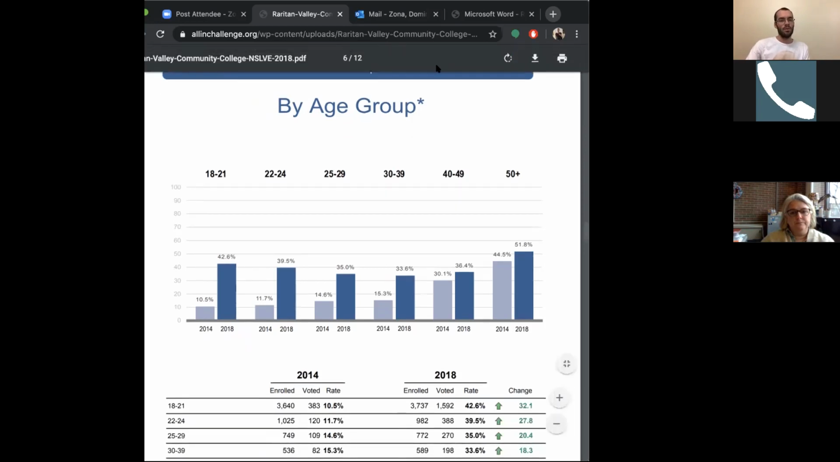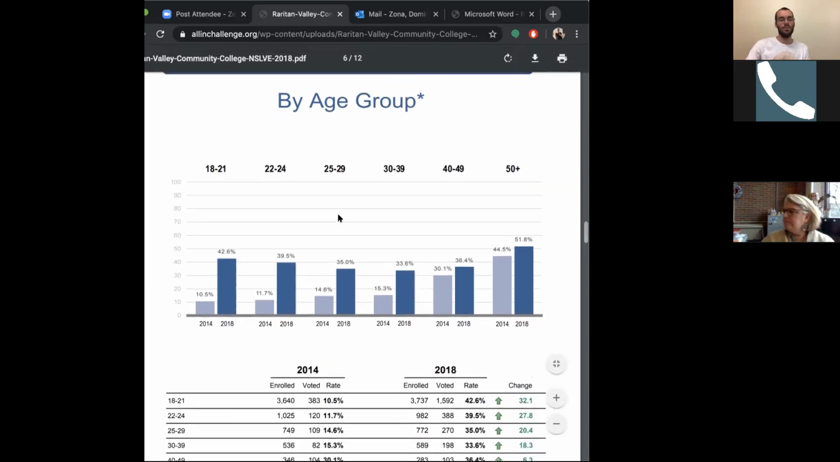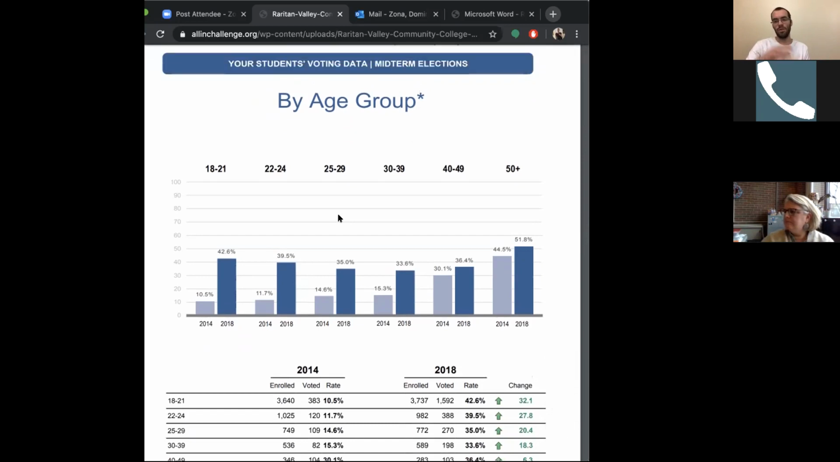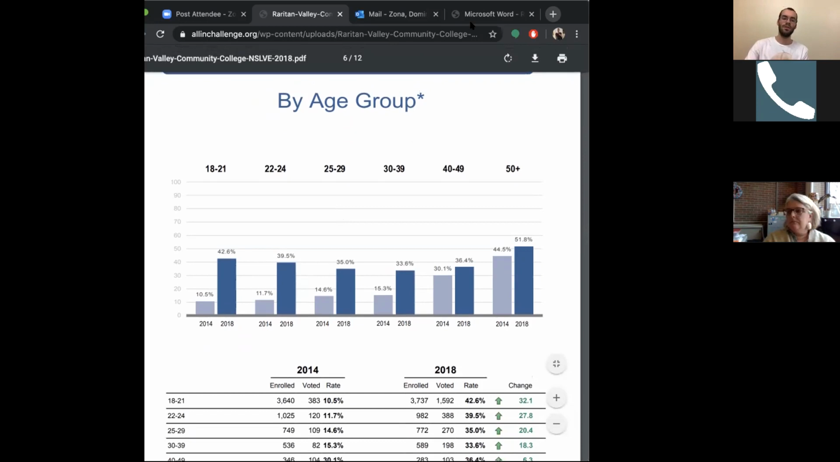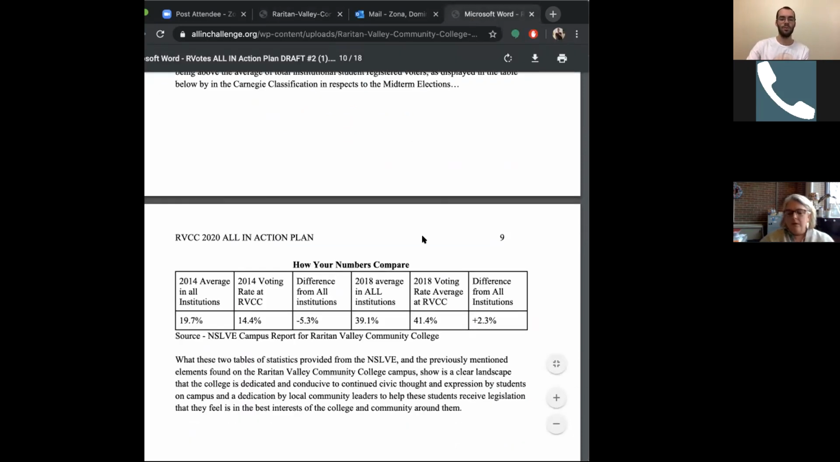So we tried to reflect data that we saw within our NSLVE reports and our action plans, and therefore also help determine the type of things that we would do on campus and the ways that we would try to increase voter turnout. So I can stop sharing there.